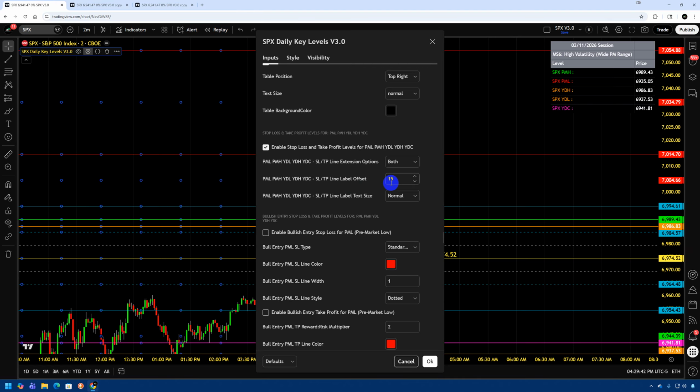Here's the line label offset. This moves the line label more to the right if it is a greater positive number, or more to the left if it is a lesser positive number, or a zero, or a negative number. And that works just like the line label offset for all the other line labels for the other levels. And finally, we have the line label text size set to normal. You can, of course, change it to tiny, small, large, or huge like you can the other line labels.